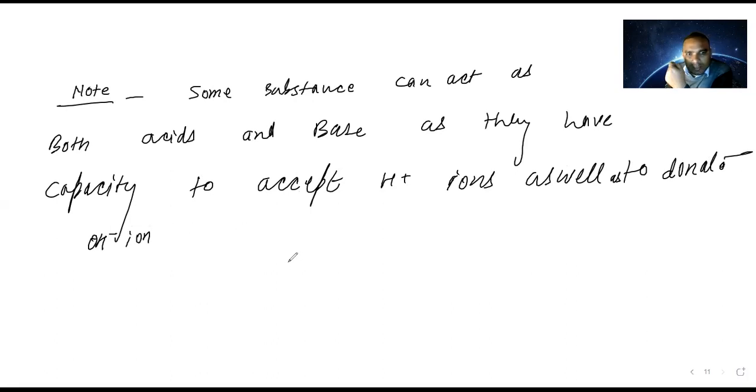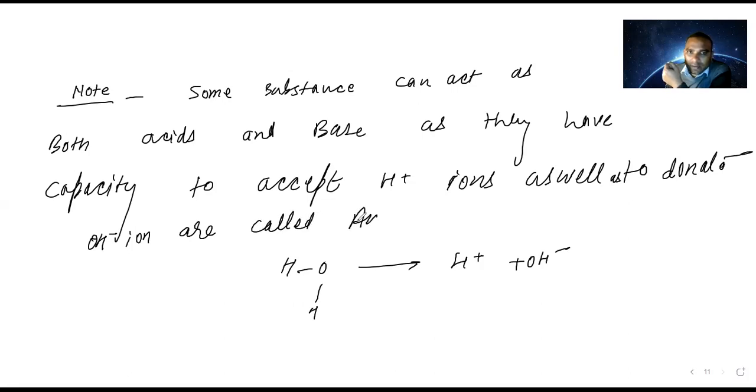Now see, here H2O, if you write it as HOH, it is ionizing to give H plus ion plus OH minus ion. So both things are there. The substance can act as both acid as well as base, as they have the capacity to accept a lone pair. Such substances are called amphoteric. So they can technically accept and donate H plus ions.